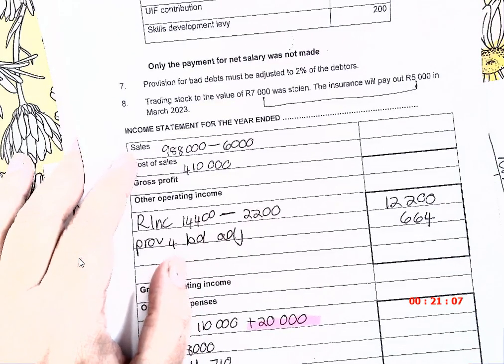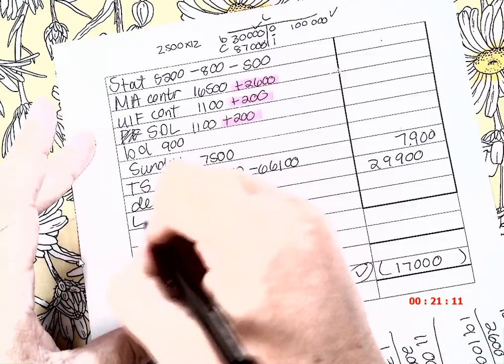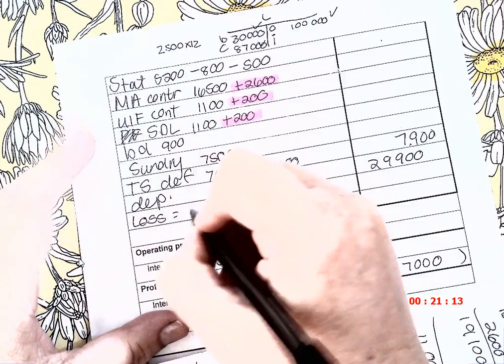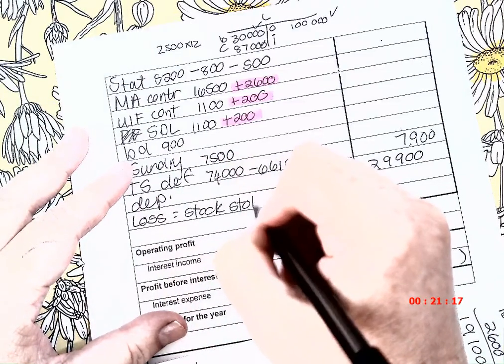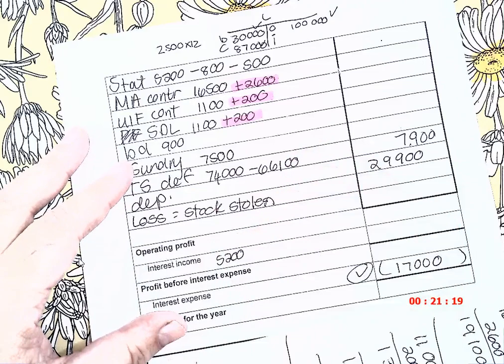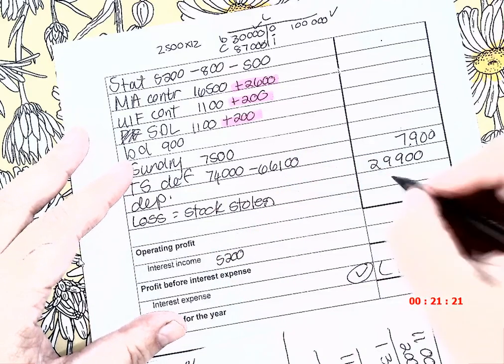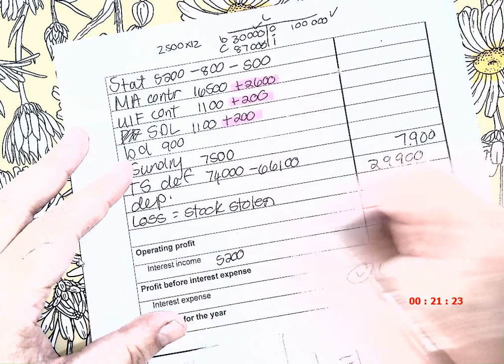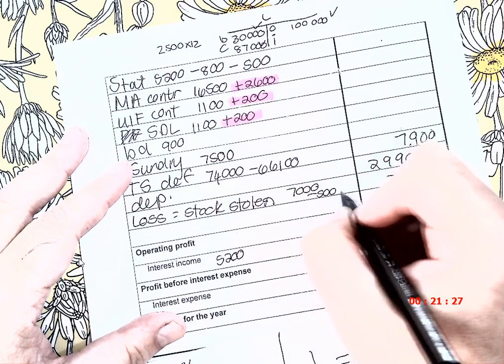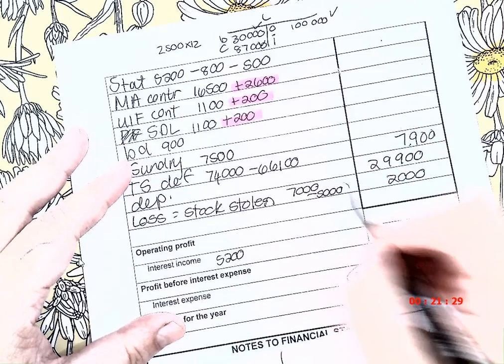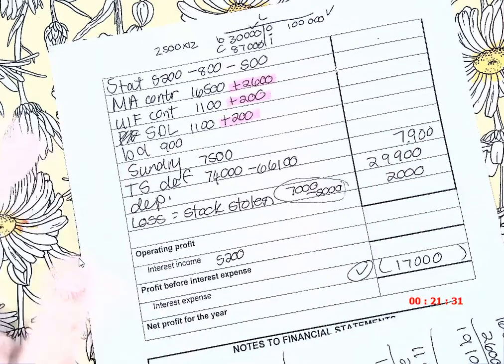So when I go here, I will say loss, stock stolen, it's lost, or stock stolen loss, 2,000. And that would be the 7 less the 5 that we're going to get. Now, I need to transfer that 7 and 5 to my balance sheet.